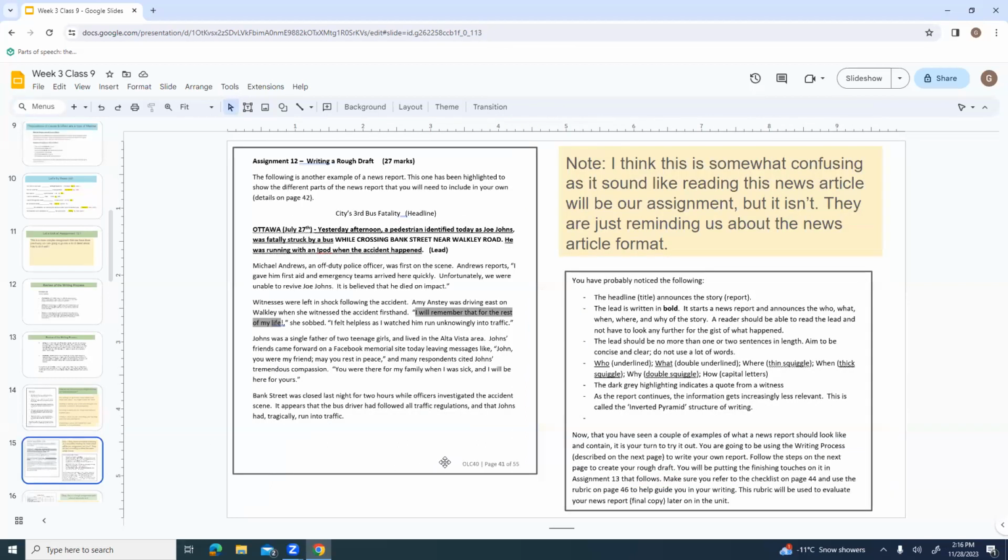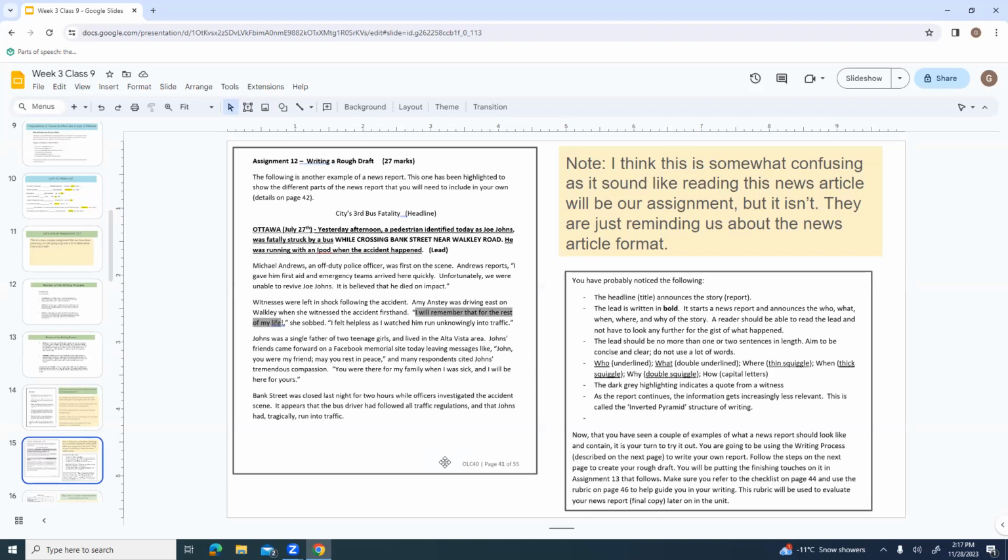Okay, so here's the actual assignment. Now, I think it's a little confusing how they phrase this assignment because at first it sounds like reading the article and understanding it is our assignment, but it really isn't. They're just kind of giving us another news article for us to be able to go over and review how we write a news article so that you have it kind of fresh in your mind, because our main assignment today is writing a news article, not reading one. But we are going to go over this one, okay?